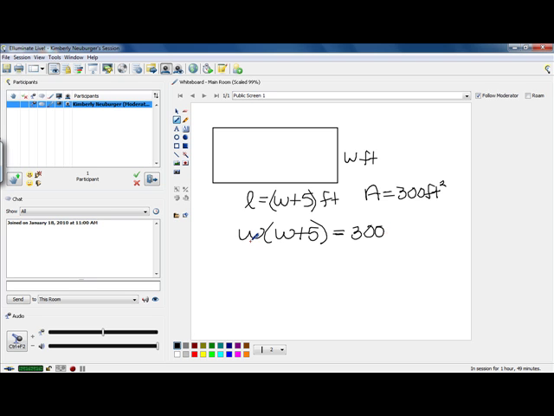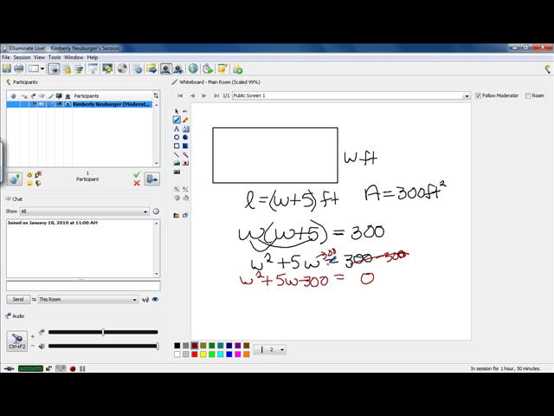We're going to distribute our W squared plus 5W, and that equals 300. Now, since we have a term that is squared, that's our clue that maybe we should do factoring on this, and we should get 0 on one side. So let's go ahead and subtract 300 from both sides. That gives us 0 over here, and over here we have W squared plus 5W minus 300.